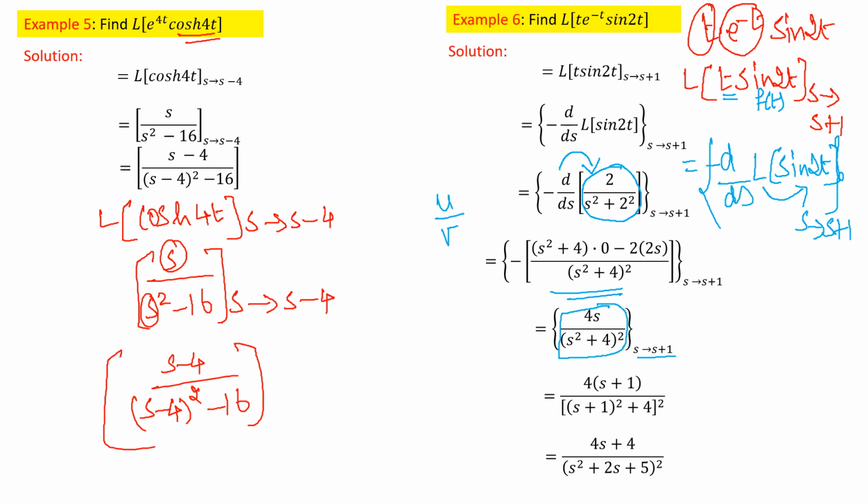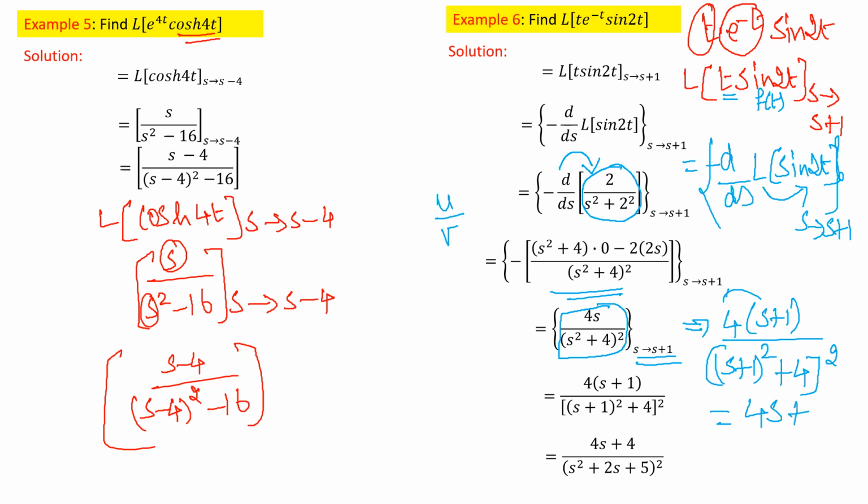Remember, still we have to replace s by s minus 1. So this would become 4, and this s in the numerator replaced by s plus 1. This s in the denominator replaced by s plus 1 the whole squared plus 4, this all to the power 2. By multiplying this, we have 4s plus 4. Denominator, apply a plus b the whole squared for this, and if you simplify, you will get s squared plus 2s plus 5 the whole power 2.